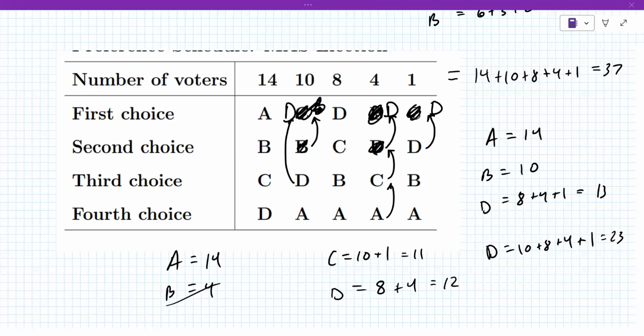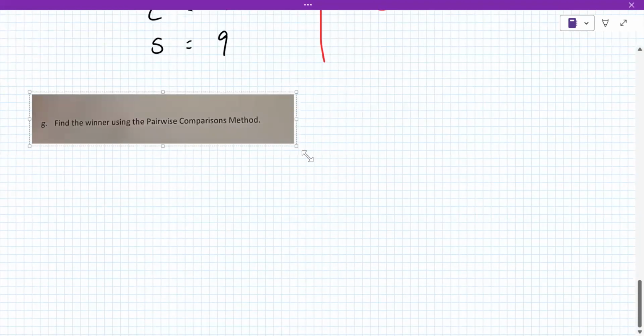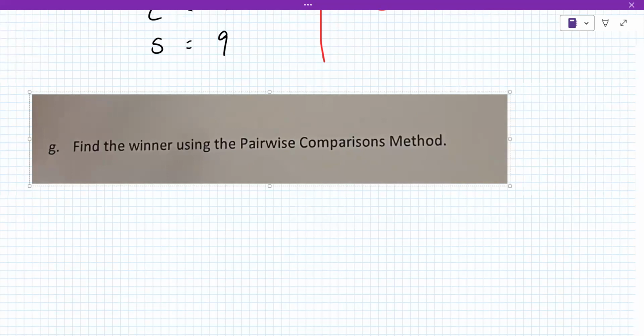Okay, do we need to do the pairwise comparison method? That would be the last voting method, it appears. Yes. Okay, let's do it. Pairwise comparison method. I need to look this up real quick. I don't remember what it is. Pairwise comparison. Compare each candidate to the other candidates in one-on-one matchups. Okay, so that's relatively straightforward. Let me just snip that in.